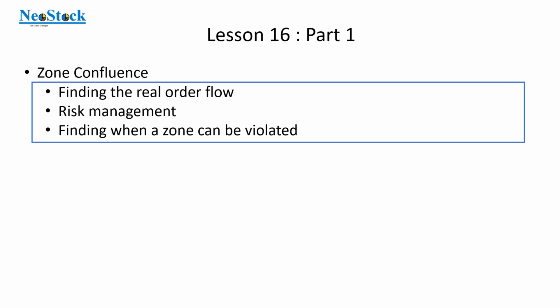So in this lesson we will discuss how to find the real order flow by doing zone confluence, and also how we can manage the risk in a much better way with the help of zone confluence. And also with the help of zone confluence, how we can identify when a zone can be violated. So these kinds of scenarios we will discuss in this chapter.